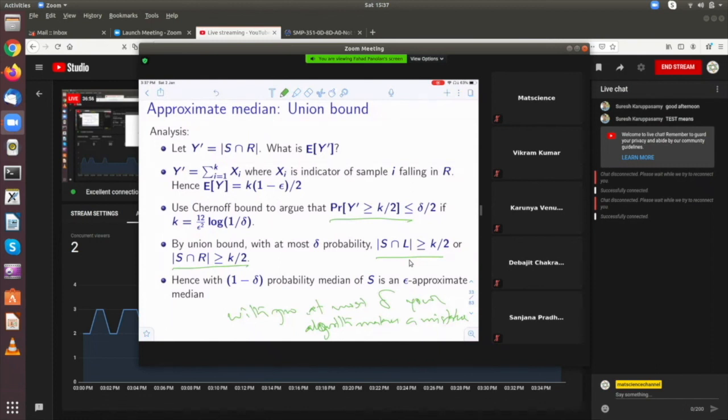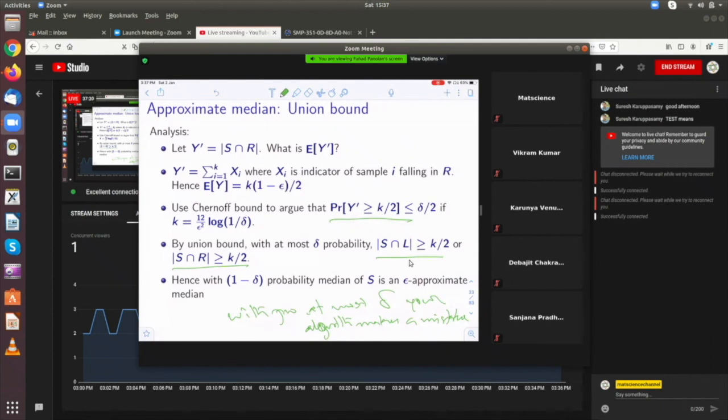So what is the trick we have learned? How to apply the Chernoff bound and union bound. It's a very nice template for the analysis of randomized algorithms. How to apply the Chernoff bound along with the union bound to do analysis of a randomized algorithm. For example, here we did approximate median. How to find an approximate median, with very good probability, very close to n by 2.